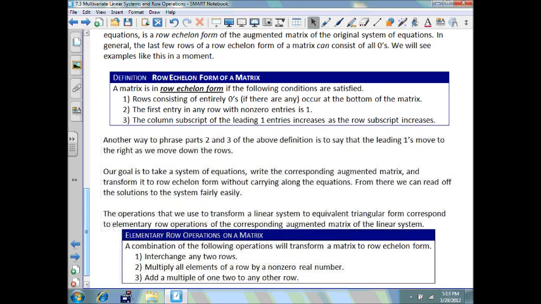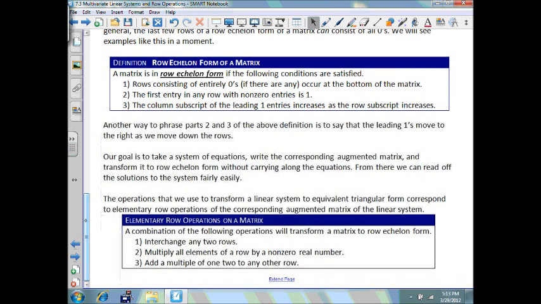So in the first row, the first entry is going to be 1. In the second row, the first entry will be 0 and the second entry will be 1. And in the third row, the first and second entries will be 0, and the third entry will be a 1. Now again, our goal is to take a system of equations, write the corresponding augmented matrix, and transform it to row echelon form without carrying along the equations. From there, we can read off the solutions to the system fairly easily.